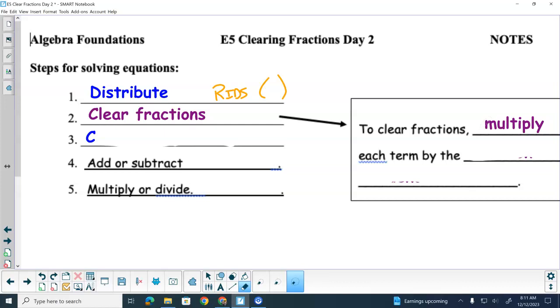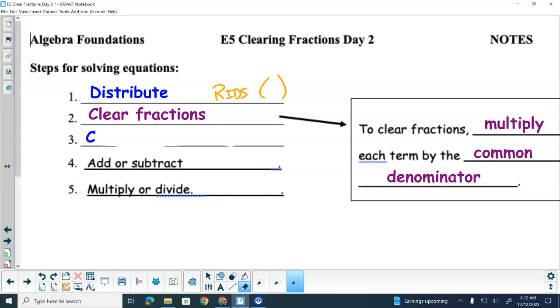We're not combining like terms yet. We're still on step number 2. We multiply each term by the common denominator. So we're going to multiply each and every term, not just the terms with fractions on it. Every single term gets multiplied by the common denominator.